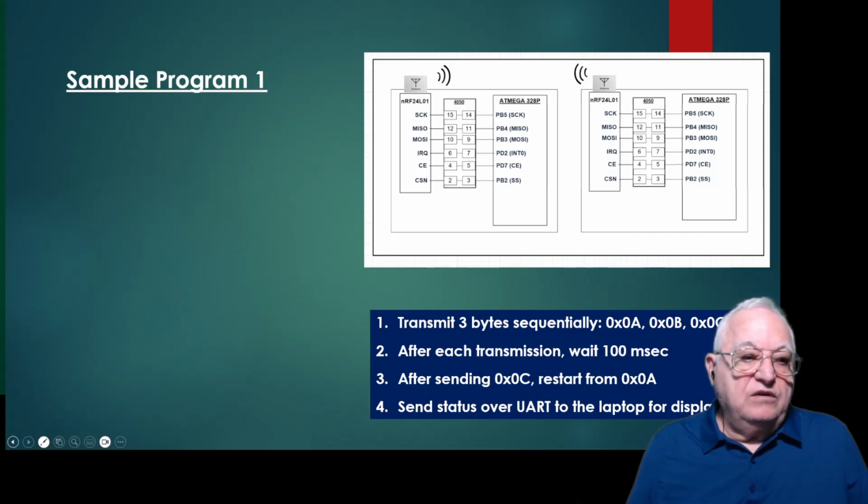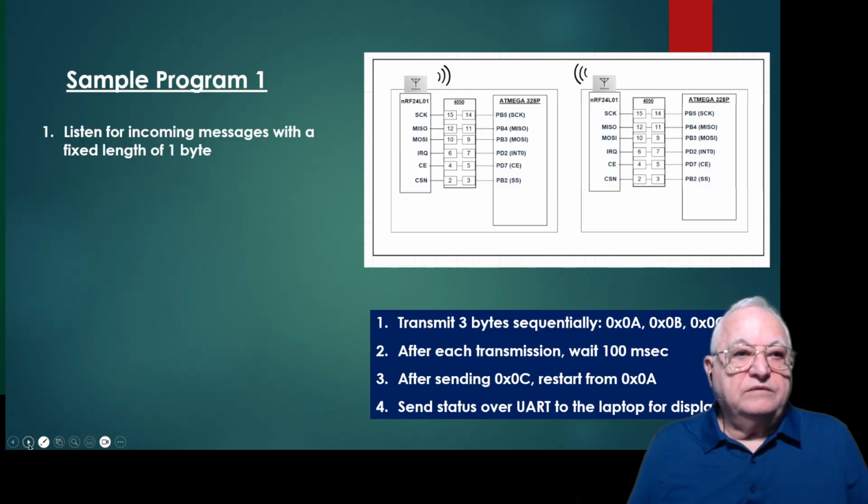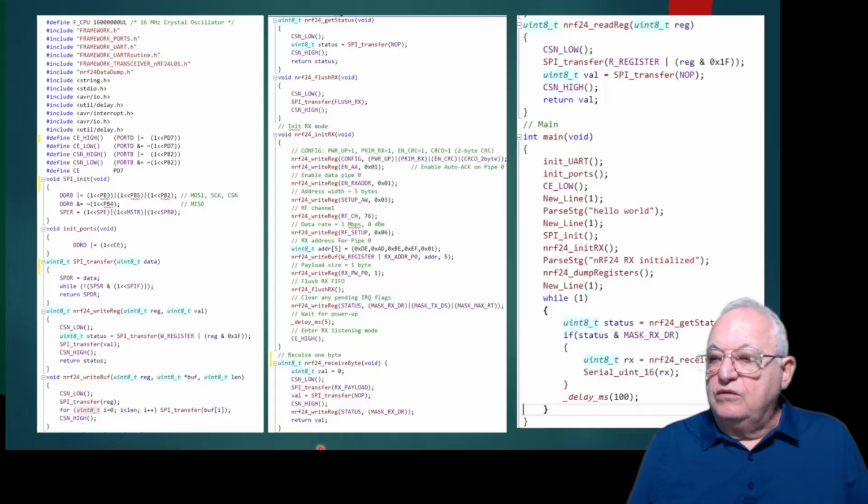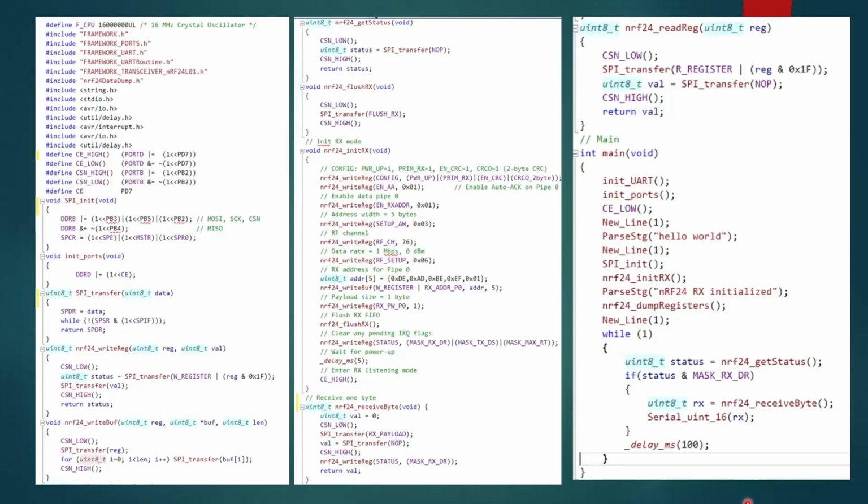So let's see the statement for sample program 1. Listen to incoming message with a fixed length of 1 byte. Use polling to monitor the radio for new data. Send the received message to the laptop through the UART display. Use polling as opposed to interrupts. So let's look at the program, and this is where we put everything that I talked about. This is where everything comes together.